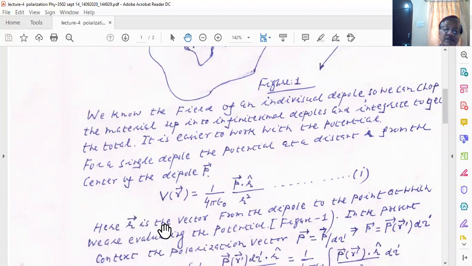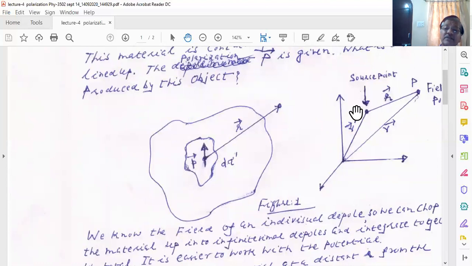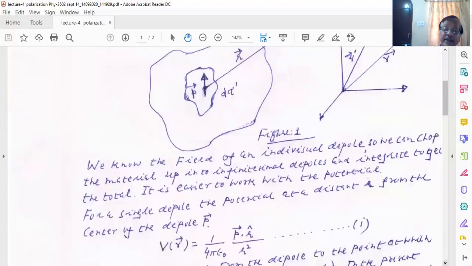Vector r is a vector from the dipole to the point at which we are evaluating the potential. Please remember this vector R is the vector from the dipole to the point at which we are evaluating the potential. This is vector R, which we are writing here. So this potential I'm writing here.